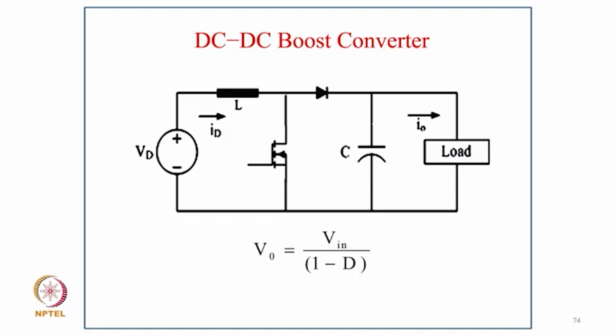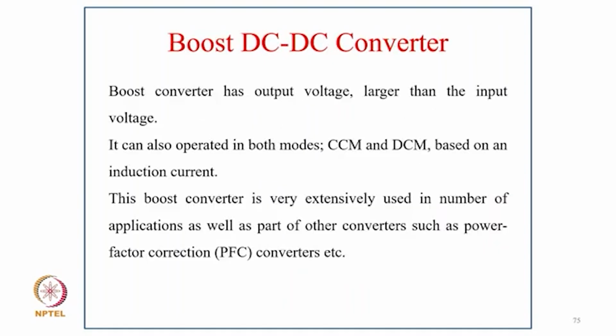Now coming to the next converter, we call it the DC-DC boost converter, where we have a source input voltage VD and the ID, the current in the source flowing through the inductor and the MOSFET, diode, capacitor and the load. So the output voltage for continuous conduction of the inductor is Vin upon 1 minus D, and the boost converter has an output voltage larger than the input voltage. It can operate in both continuous conduction mode and discontinuous mode, based on the inductor current.